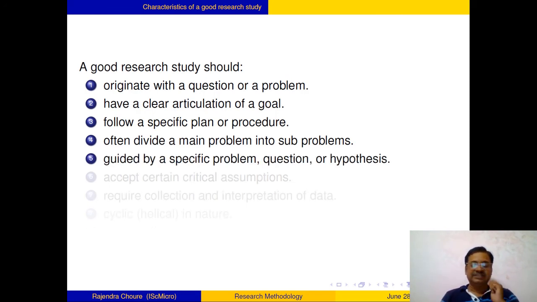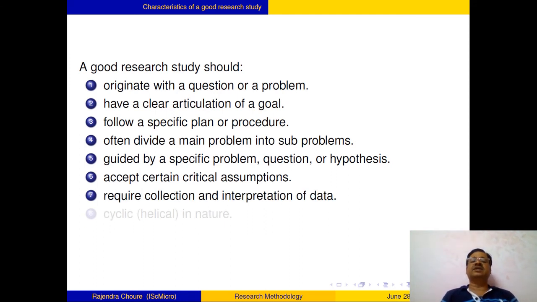Then your research shall be guided by a specific problem, question, or hypothesis. Then accept certain critical assumptions. Those assumptions are required because sometimes conditions may not be in your control. You can assume those conditions and you have to clearly state those assumptions before communicating your results.